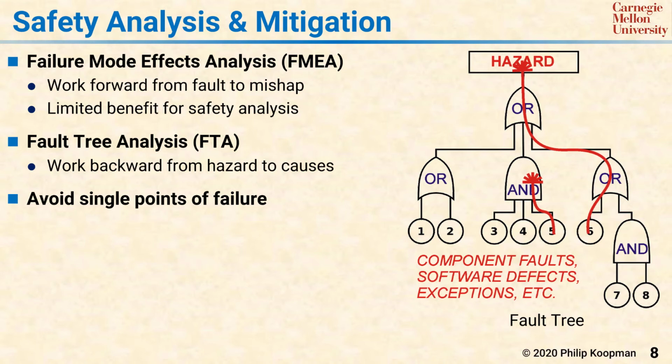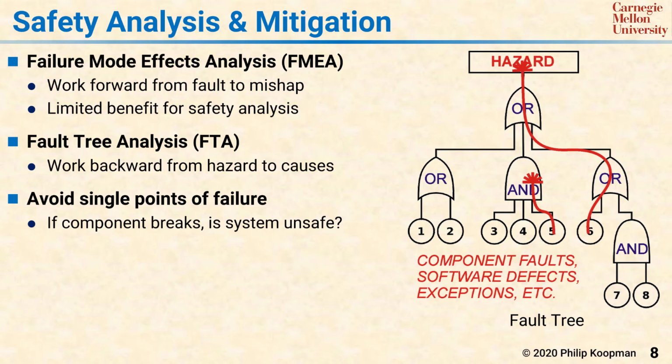If all paths go through at least one multi-input AND gate, then there's no single component that can cause system failure. More generally, considering a single point of failure is asking the question, if a single component breaks, is the system unsafe? And that question has to be asked of every component in the system.